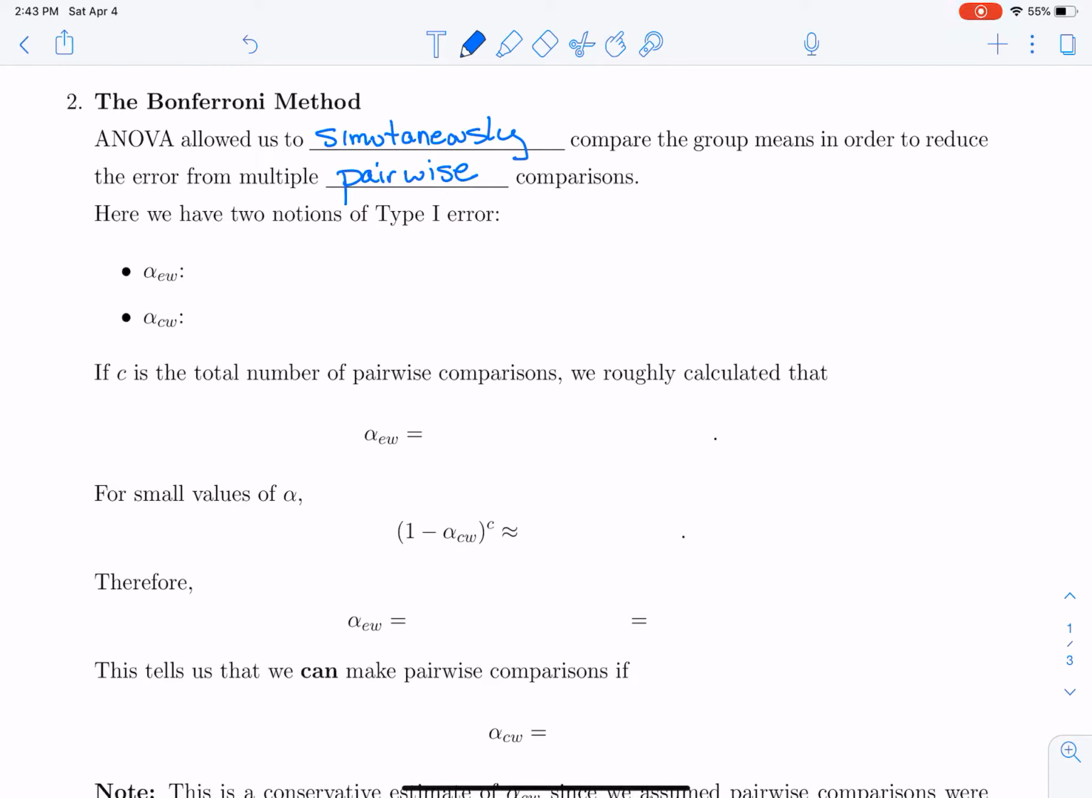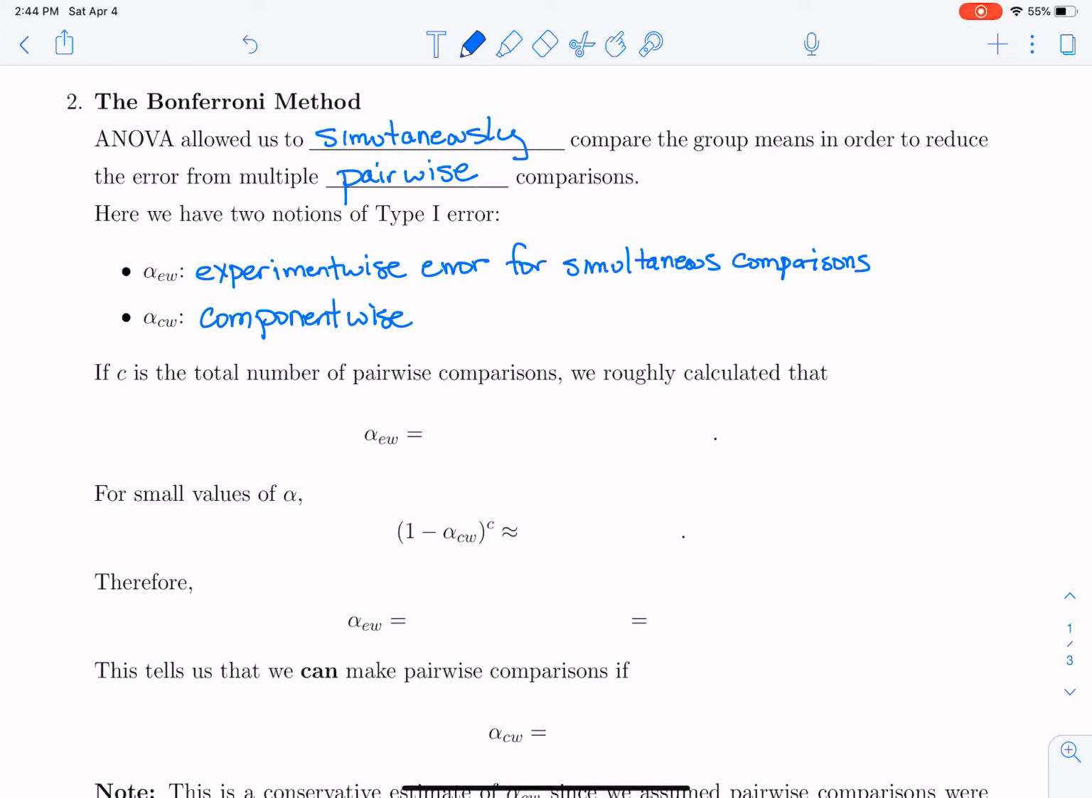In this situation, we had two notions of type 1 error. We had the experiment-wise error, which was for the simultaneous comparisons. And then we had the component-wise error, which was for the pairwise comparisons.